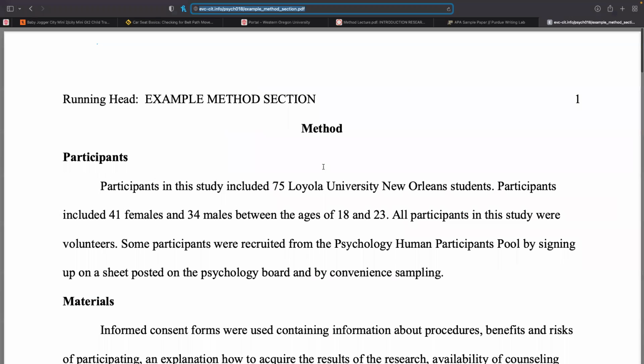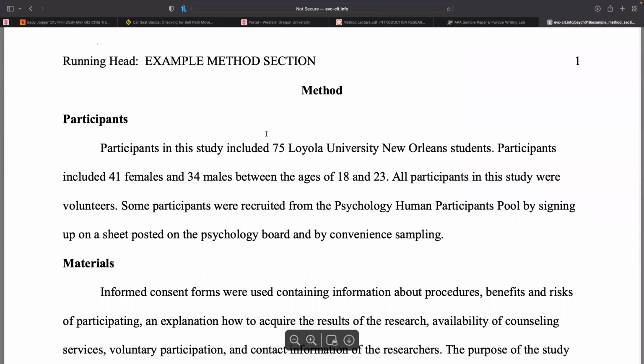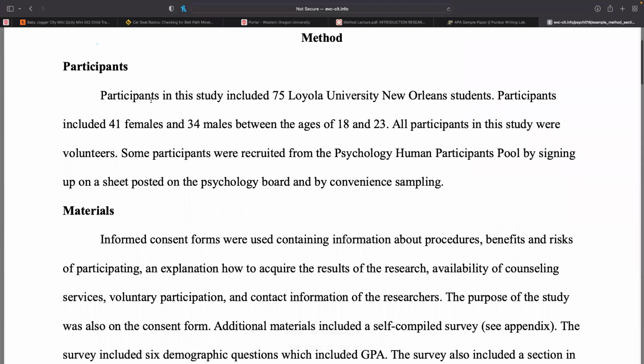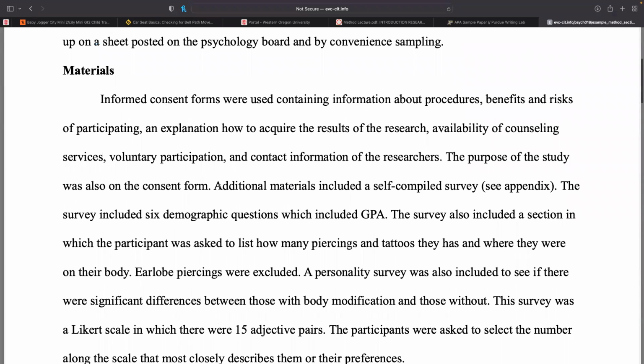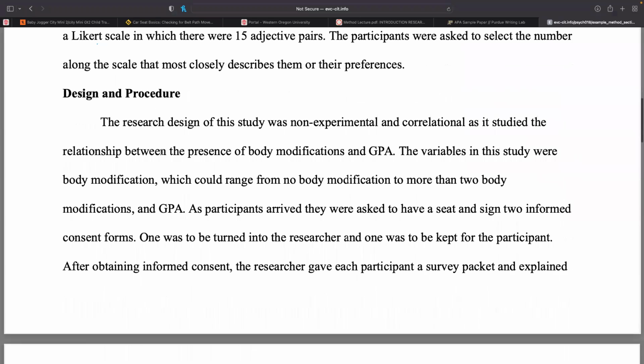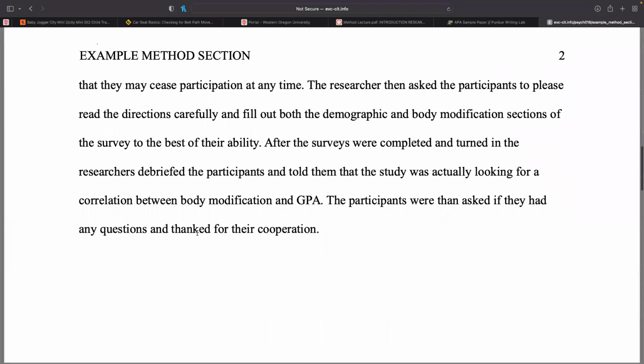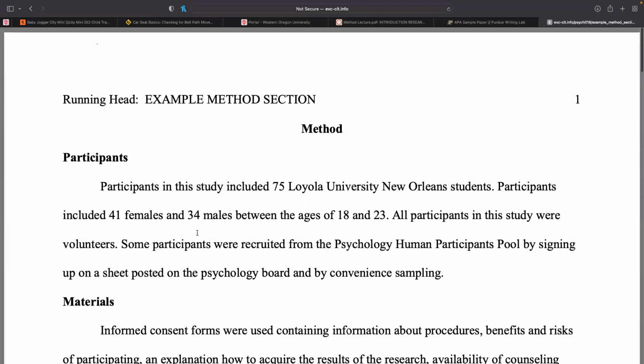So this is what a method section should look like. So method, your participants in the study included this many students. What were the materials of the study? What was the design and the procedure? And that's it. So for them, it looks like it was a page and a half long.